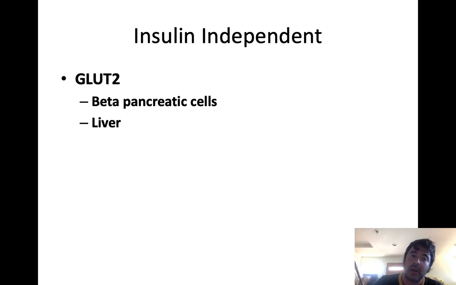So you find them in beta pancreatic cells and in the liver. Beta pancreatic cells are what release insulin. You don't want their sensing mechanism to be disrupted, so that's good. And the liver both sucks in and releases glucose. It plays a really important role in glucose metabolism, and you don't want its ability to move glucose to be dependent on the presence of insulin.